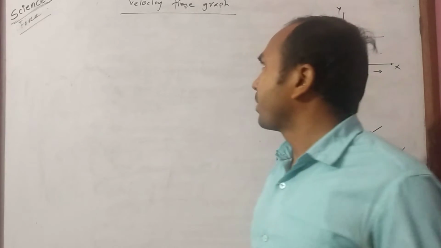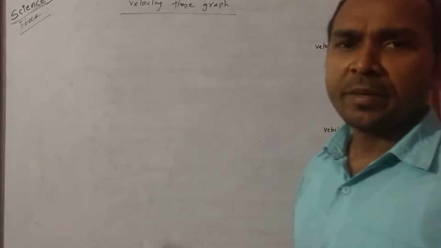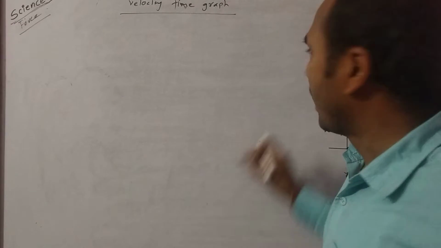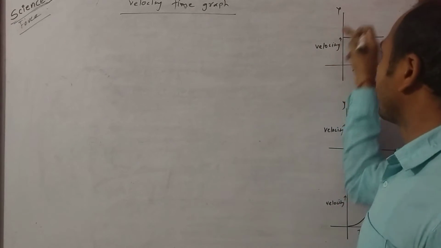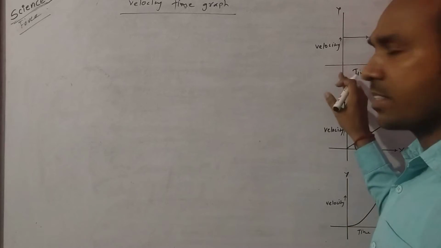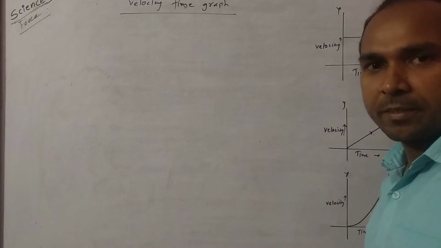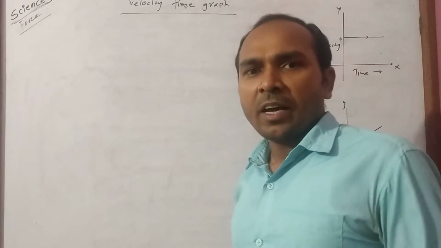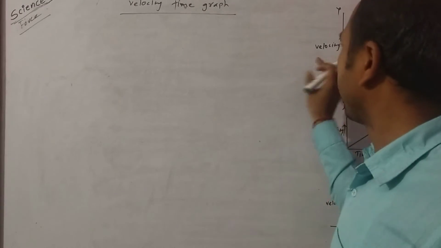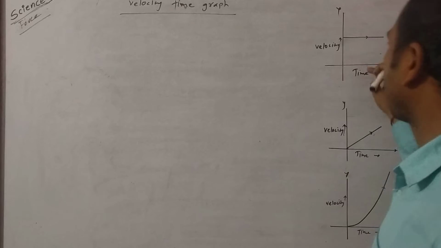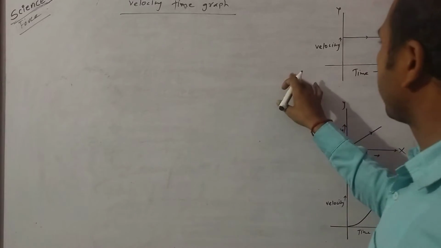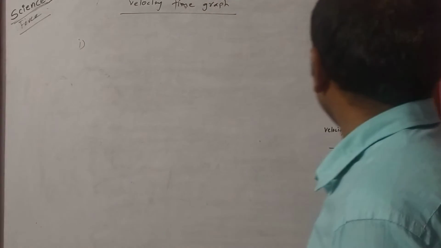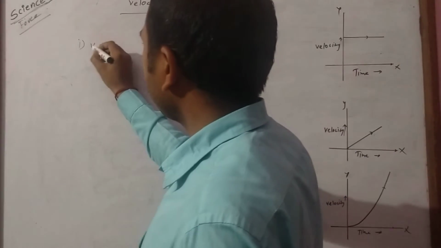What is the velocity time graph? Velocity time graph is the representation of the velocity with respect to time, where we represent the velocity on the y-axis and time on the x-axis. And when we plot this in a graph, then this is a velocity time graph. This velocity time graph represents the velocity time graph of uniform velocity.